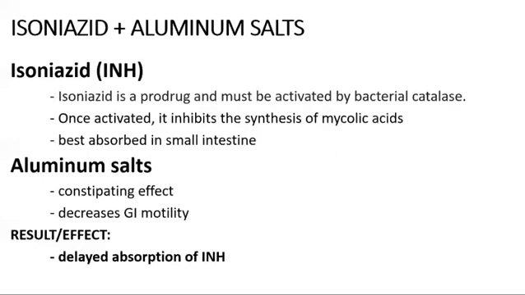So, isoniazid is also best absorbed in the small intestine. Therefore, it is a basic drug. Now, what will happen if you take it with aluminum salt? Like, you take it with aluminum magnesium hydroxide, for example.